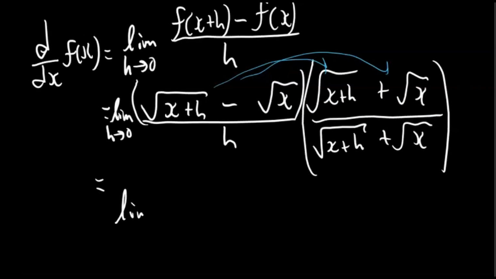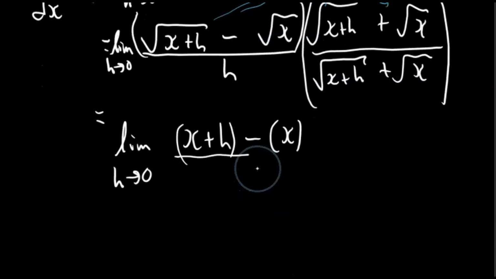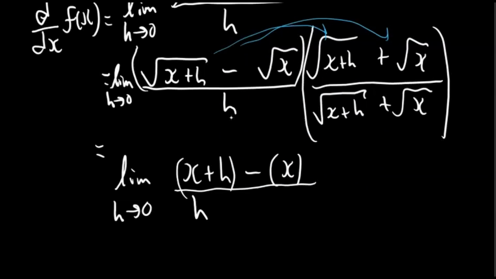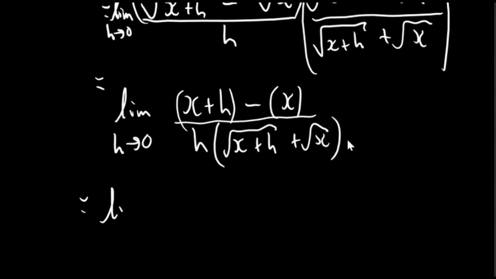If we multiply all of that and simplify, we get x plus h minus x. I don't need parentheses here, but it's just nice for clarity. So the denominator becomes h times this stuff here, because we can't get rid of that: the square root of x plus h, plus the square root of x. Okie dokie, so we'll continue our journey. The limit as h goes to 0. Now this top part, there's x minus x here, so that cancels out.